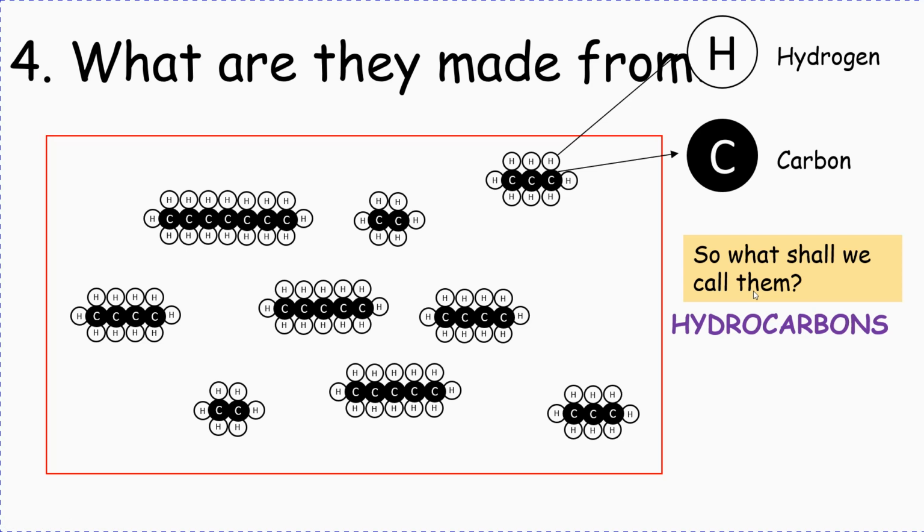Okay, now the carbon will form different length chains. So in this case, I've got 1, 2, 3, 4, 5, 6, 7 carbons in a chain. Okay, this one is a much smaller chain. It's only got 2 carbons in it. So they're all different lengths, which makes them behave differently. But they are all hydrocarbons because they're only made from hydrogen and carbon atoms.